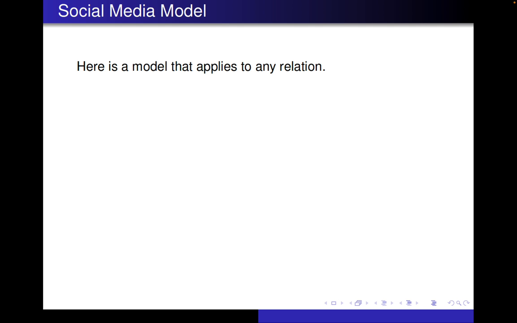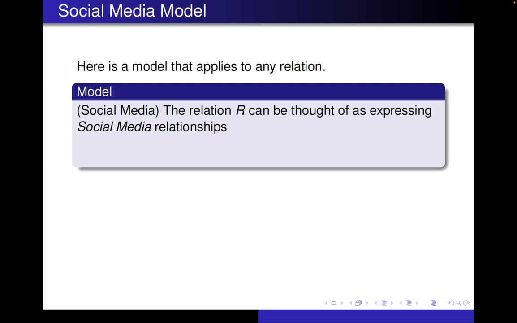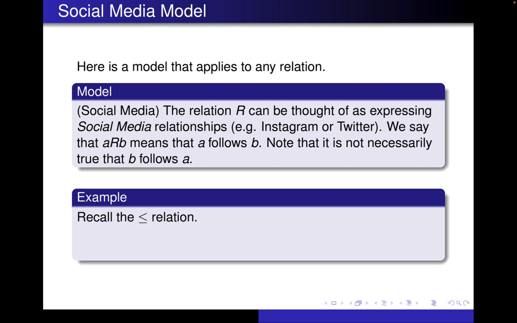So here is a model that applies to any relation, and I call it the social media model. So the relation R can be thought of as expressing a relationship on social media. So I'm thinking, for example, something like Instagram or Twitter. You say that A is related to B, ARB means that A follows B. So you can have A and B be like people in a following relationship where A follows B. Note that it is not necessarily true if A does follow B that B follows A. It's not necessarily a symmetric relationship.